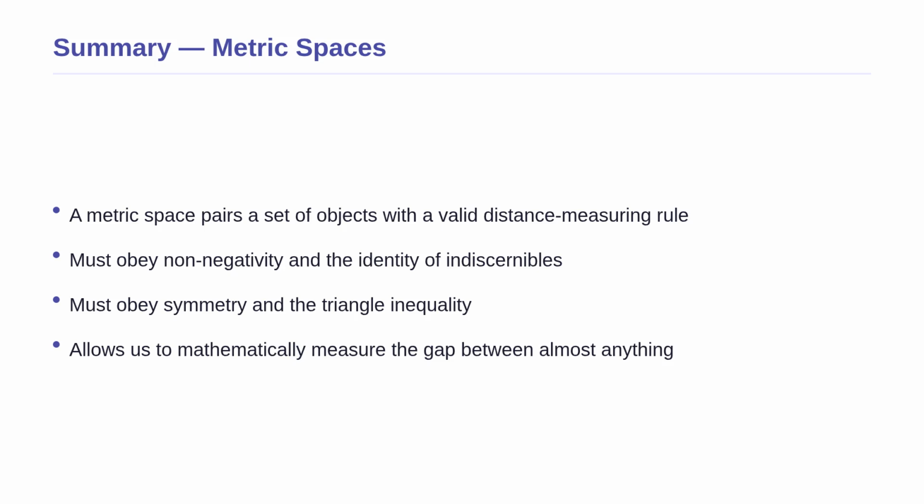Let us summarize what we have learned today. A metric space is simply a set of objects paired with a valid distance measuring rule. To be valid, this rule must ensure distances are never negative. Zero distance means identical objects. Measuring in either direction gives the same result, and detours are never shorter than direct routes. By stripping the concept of distance down to these four fundamental rules, we can mathematically measure the gap between almost anything in the universe. You have now mastered the definition of metric spaces.